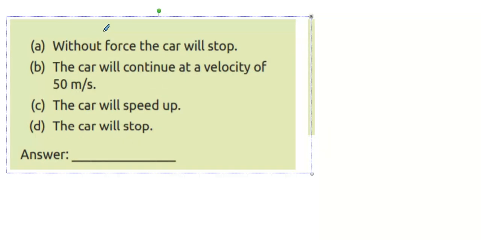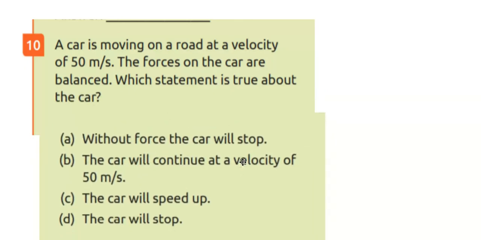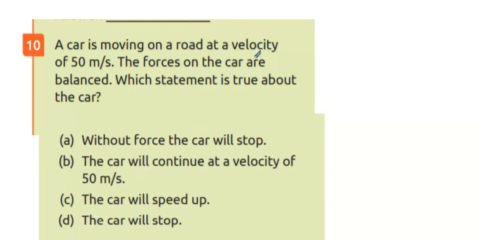Okay. What is going on here? Alright, we got something here. A car is moving on the road with a velocity of 50 meters per second. The forces on the car are balanced. Well, that means the velocity can't change. If the forces are balanced, the velocity won't change. So the answer is B.